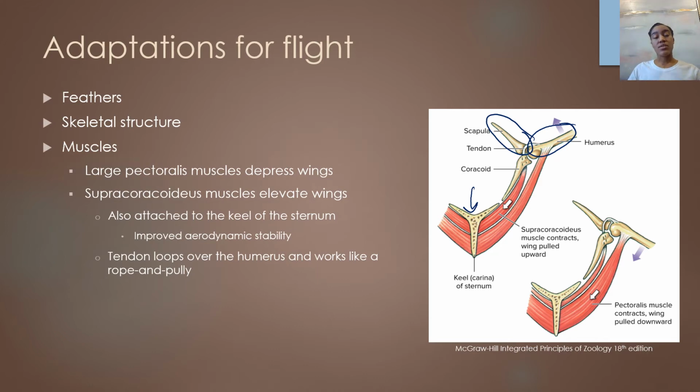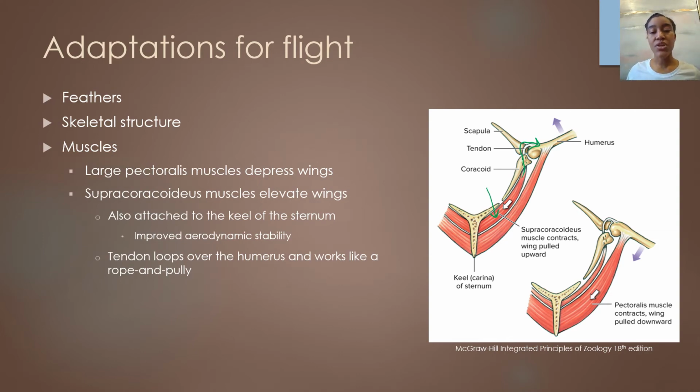They are also attached to the keel, rather than being attached to the scapula like you would probably expect for them to perform their wing elevation function. Because they are also attached to the keel, they use a kind of rope and pulley system to elevate the wings. You can see the supracoracoides muscle, and the tendon of this muscle wraps itself around the humerus to attach to the opposite side of the attachment point of the pectoralis muscle. So when those muscles contract, they also pull the tendon and lift the wing, pulling from the opposite side.